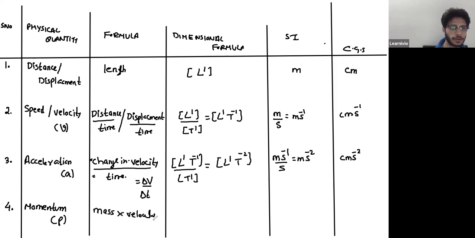Hamda, dimensional formula of momentum. Sir, for mass, kg. Dimensional formula, not unit. Sir, M1. And for velocity, L1 T minus 1. Mass is M1. Velocity is L1 T minus 1. So when you combine them, this is M1 L1 T minus 1. This is momentum.